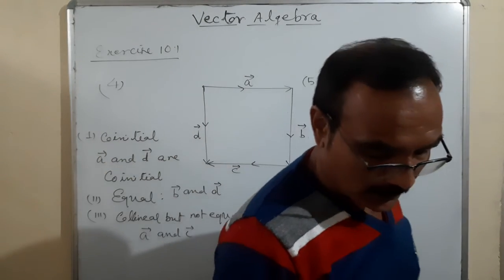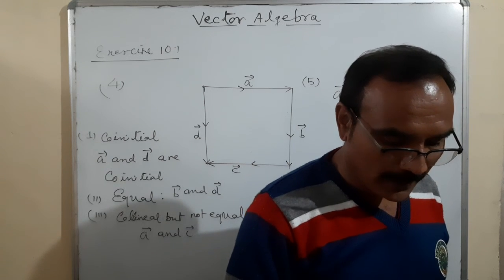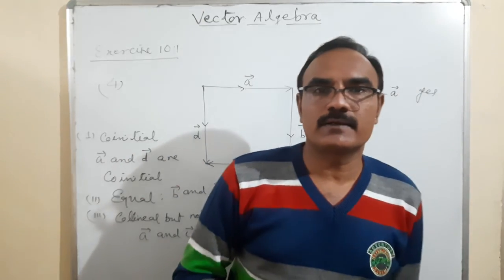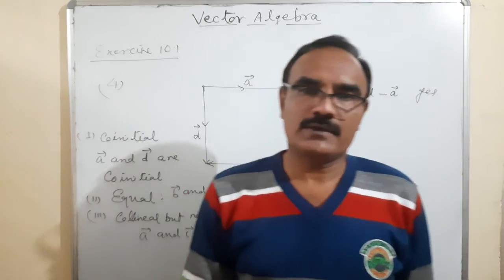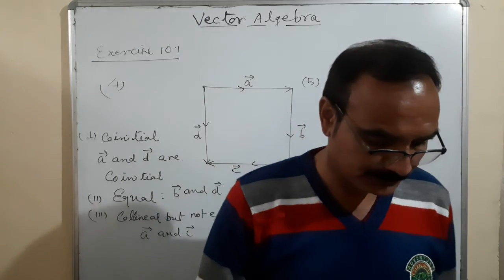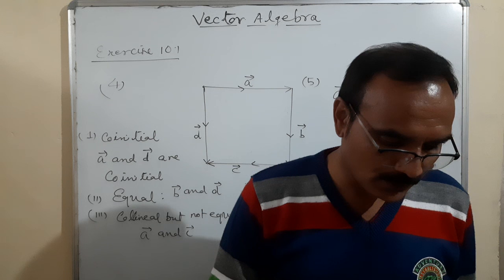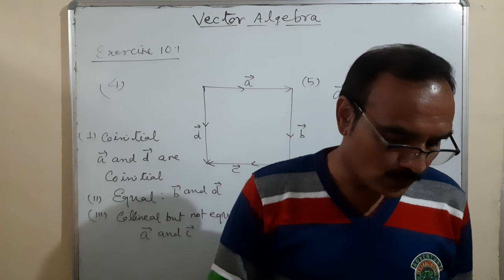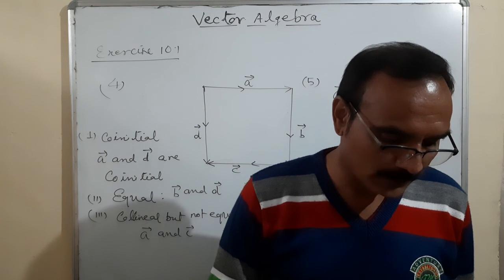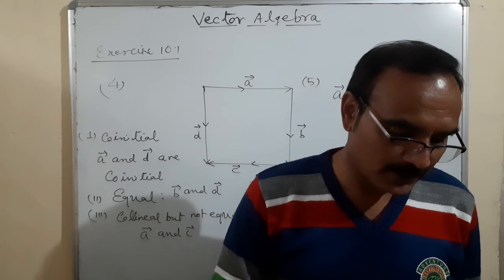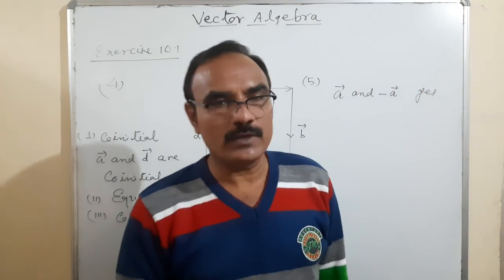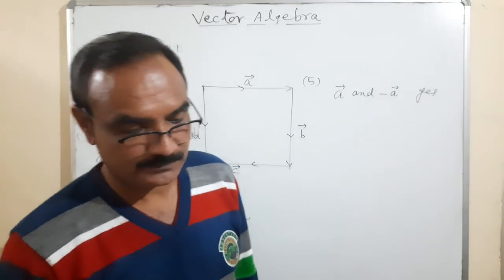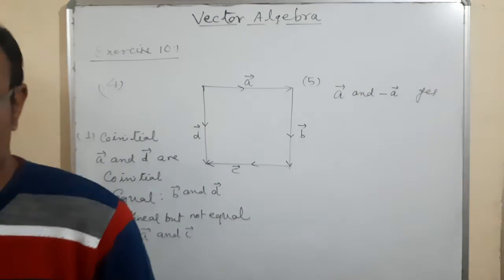Next one, 2 collinear vectors are always equal in magnitude. Not necessary. If two vectors are collinear, not necessary they are equal in magnitude. They are parallel to each other. Two vectors having the same magnitudes are collinear, not necessary. Two collinear vectors having the same magnitudes are equal. If the vectors are collinear, okay, that means their directions may be opposite, so not necessary of it. Okay, right? So this is exercise 10.1.